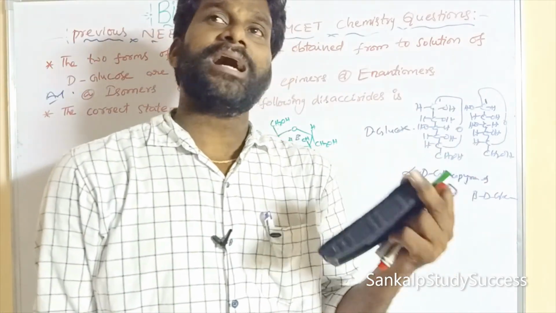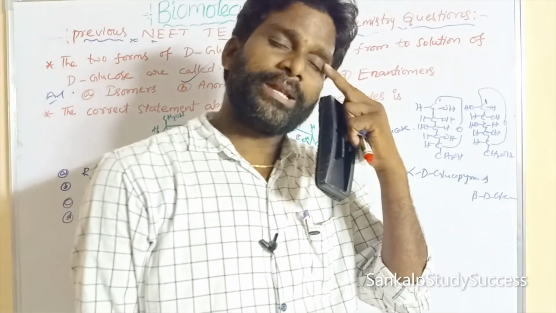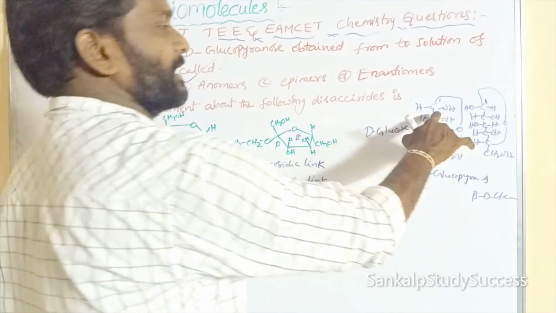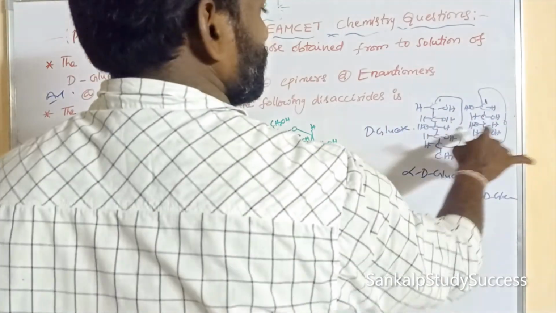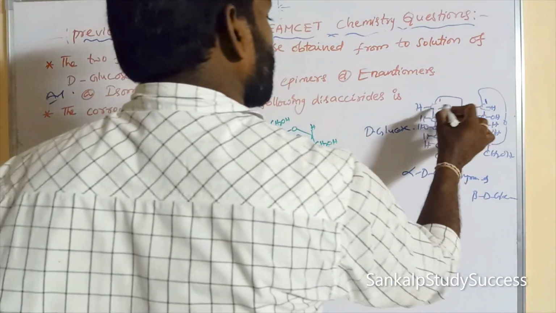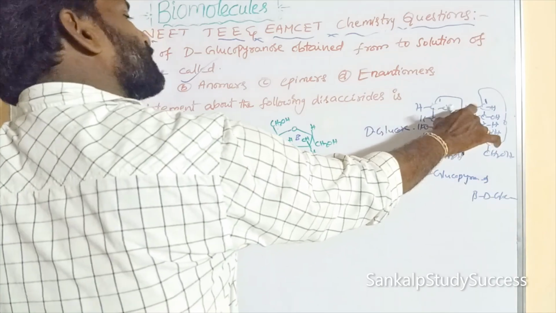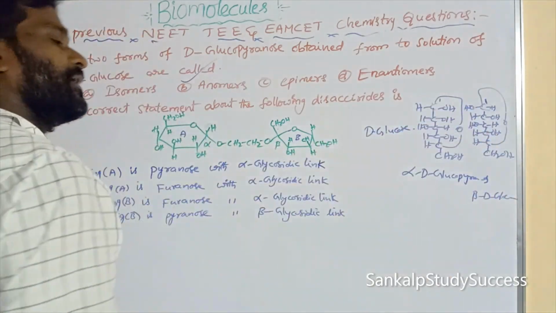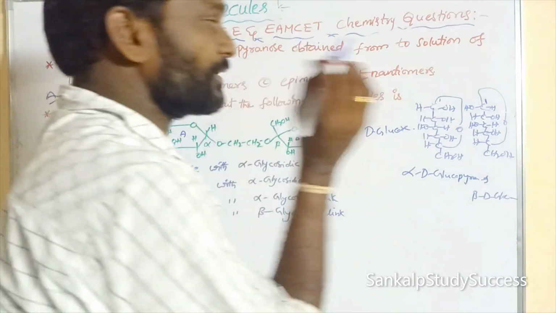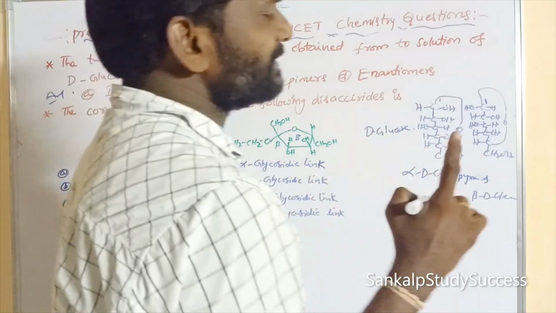Why? The OH groups of these two are different at the first carbon. The remaining carbons are the same. These two are different at the first carbon only. Here OH is present on the right side, here OH is present on the left side. So alpha D-glucopyranose and beta D-glucopyranose are different only at the first carbon. So those are anomers. What is epimers?